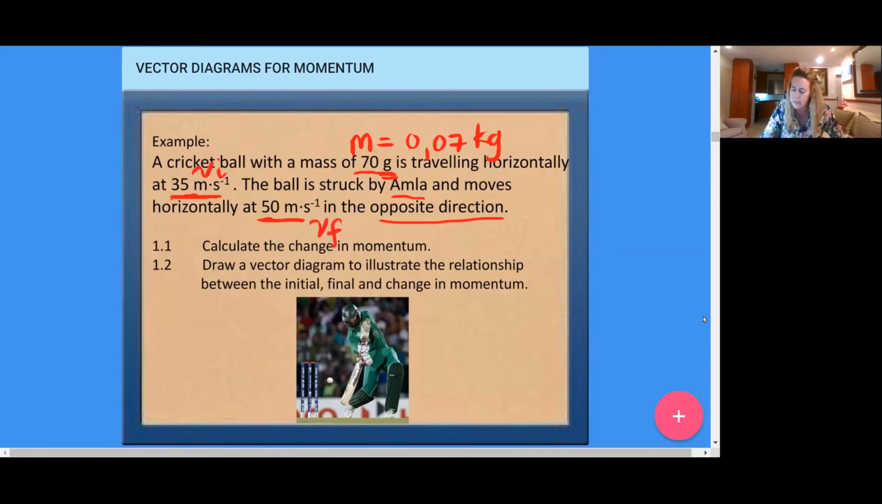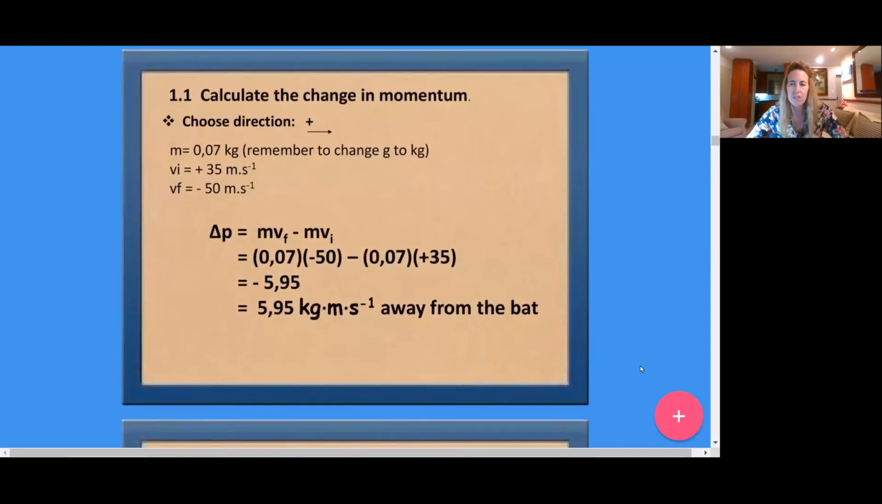You have to now work out the change in momentum of the ball, and then you have to draw a vector diagram of the initial, final, and change in momentum. I would like you to pause the video, quickly do this by yourself, and then play the video again to see if you have done it correctly. So this is what you should have done for the first answer.